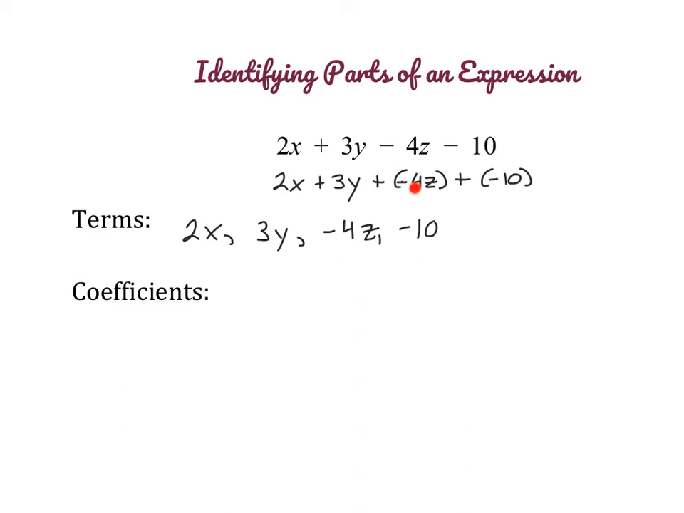So notice that the negatives are part of the terms. And then we could also list out the coefficients. So remember, the coefficient is the numerical factor that's in front of a variable. So the coefficient of x is 2, so we have a coefficient of 2. The coefficient of y is 3, and the coefficient of z is negative 4. And since this last term doesn't have a variable, it does not have a coefficient.